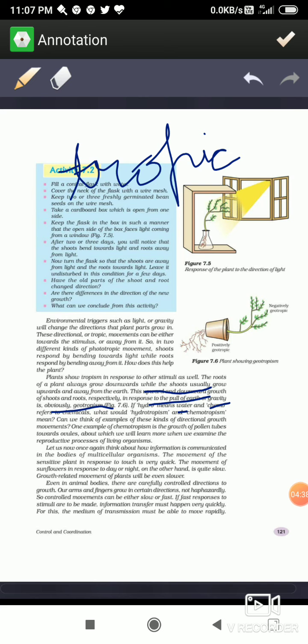First of all, phototropism. Look at figure 7.5. This figure shows an experiment to indicate phototropism. As I told you, photo means light. So the movement of a plant towards the light is known as phototropism. This is a very simple activity in which you place a potted plant inside a dark room, just beside the window.